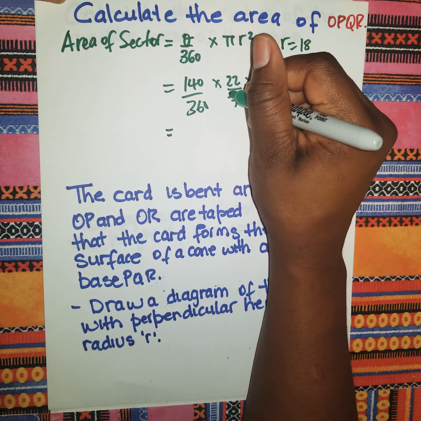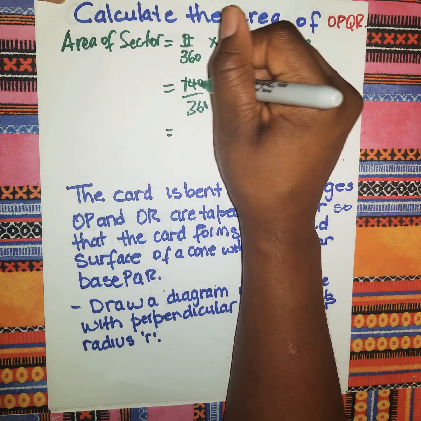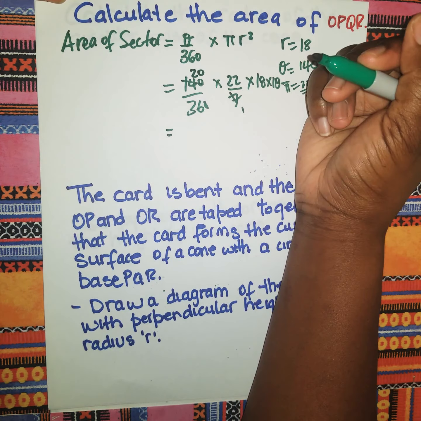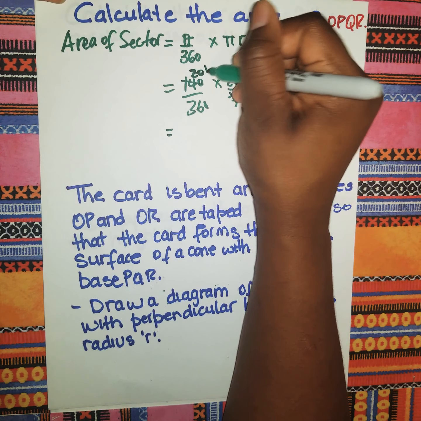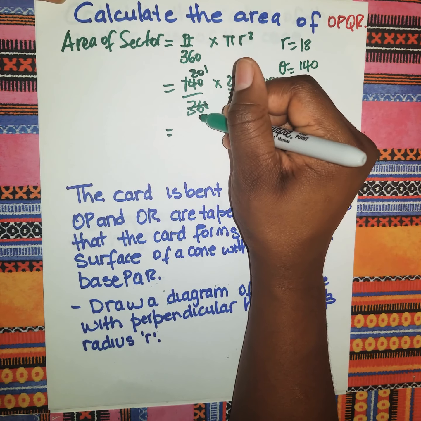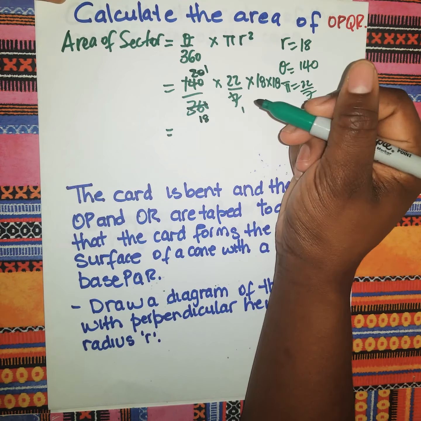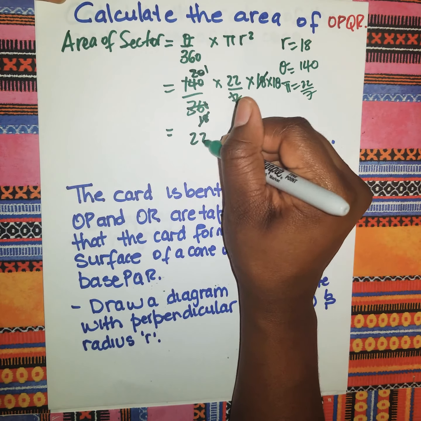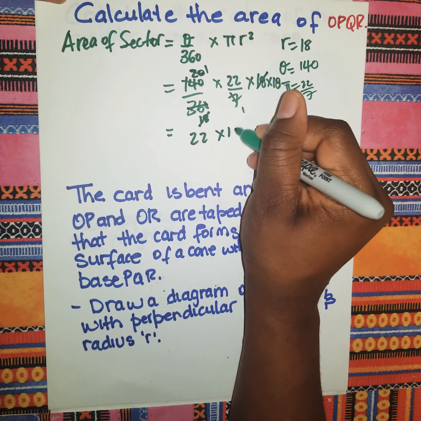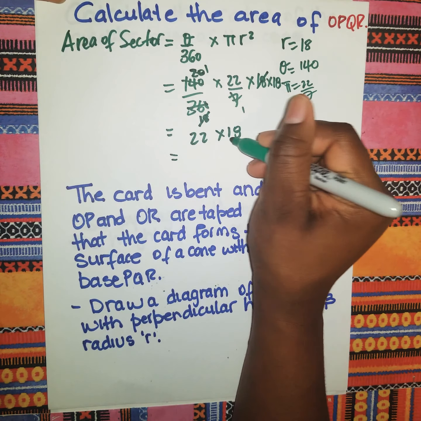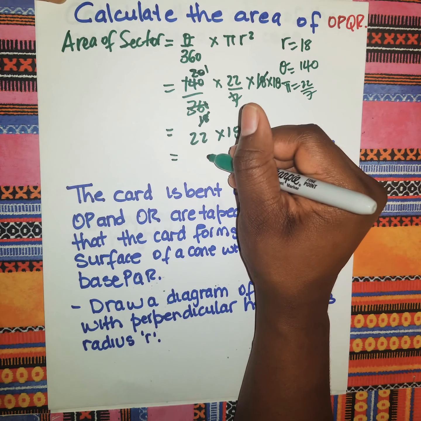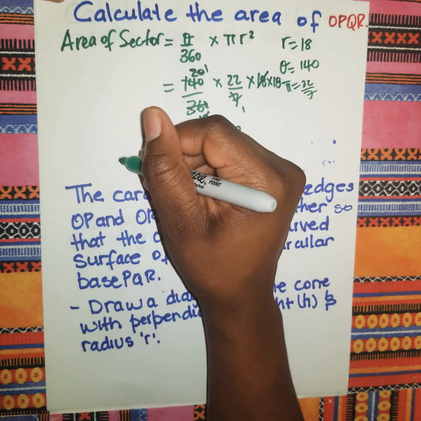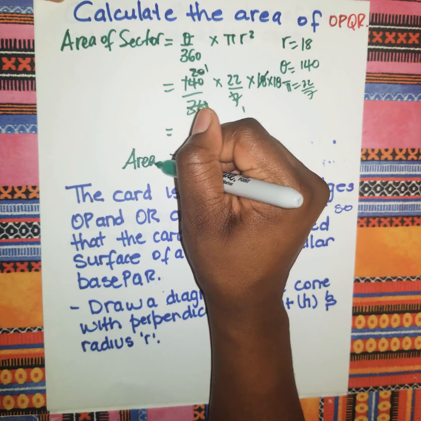So I'm going to say 7 into 7 goes 1, into 140 goes 20. I know that 20 into 20 goes 1. 20 into 360 goes 18 times. This 18 can cancel this 18. So we have 22 times 18. 22 times 18 will give you 396, and that is centimeter squared, because we're talking about area.